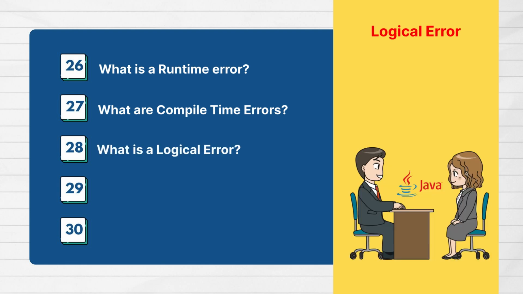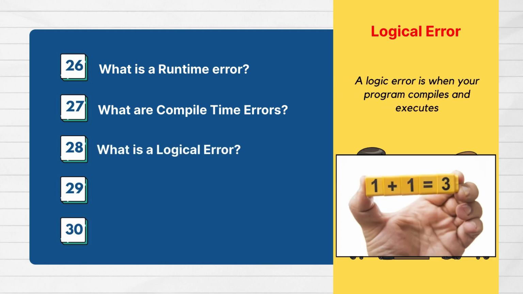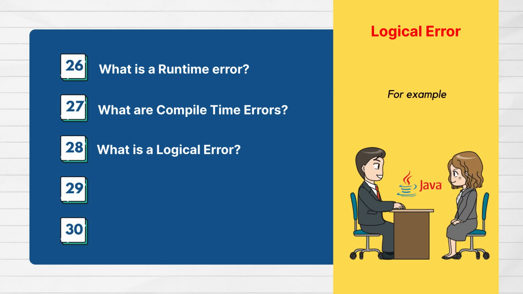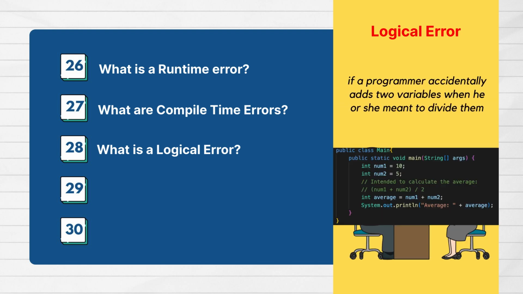What is a logical error? A logical error is when your program compiles and executes, but does the wrong thing or returns an incorrect result, or no output when it should be returning an output. For example, if a programmer accidentally adds two variables when he or she meant to divide them, the program will give no error and will execute successfully but with an incorrect result.